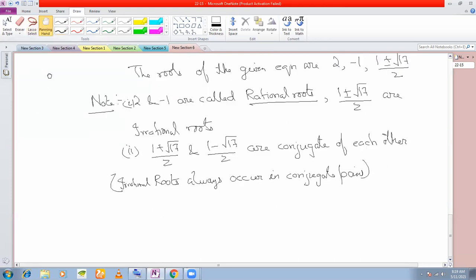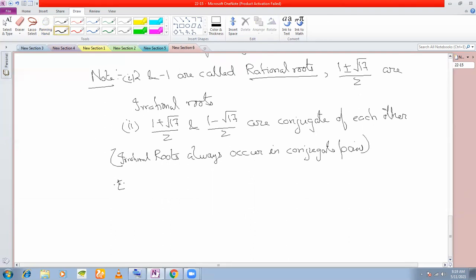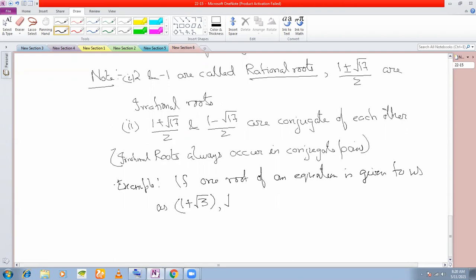So if one root of an equation is given to us as, say, 1 plus root 3, then the other root, you must know, must always be 1 minus root 3, because 1 minus root 3 is the conjugate of 1 plus root 3.